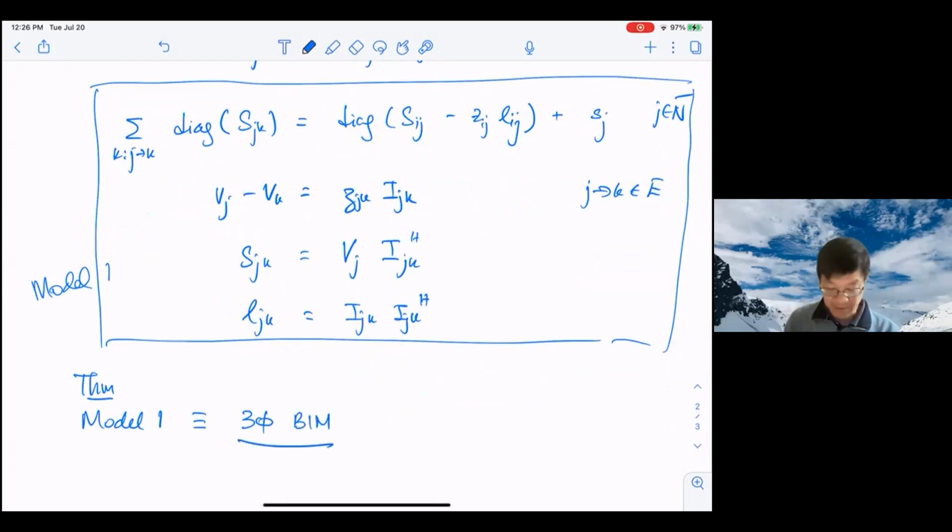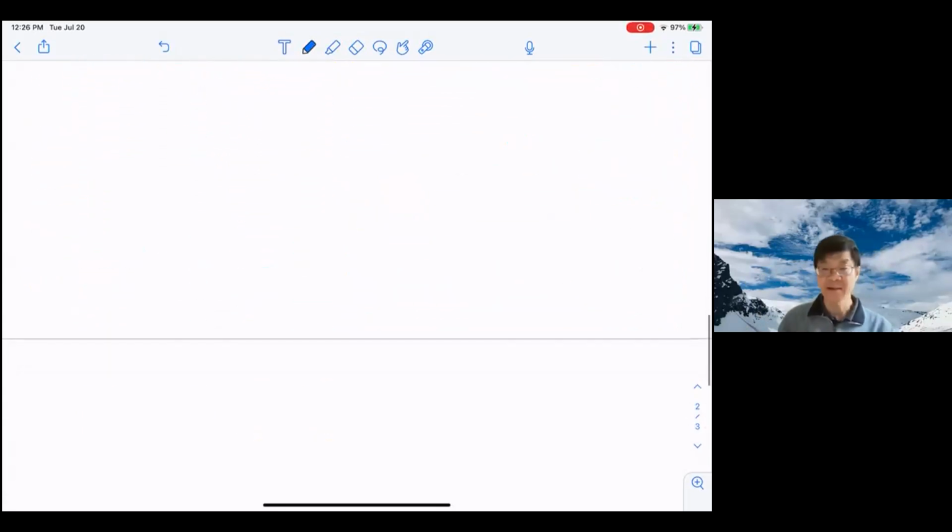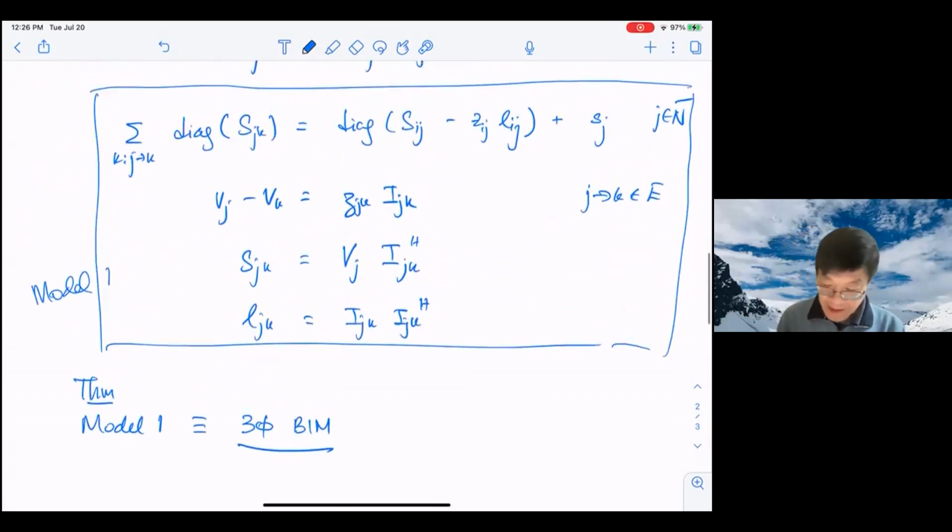So in the bus injection model yesterday, there's a single phase equivalent of the three-phase model. And if you write down those set of equations, you can show that the solution sets of these two models are in one-to-one correspondence. And therefore, in this sense, the set of branch flow models in the three-phase setting are indeed equivalent, all the models that we talked about. Now, this actually holds for a mesh network.